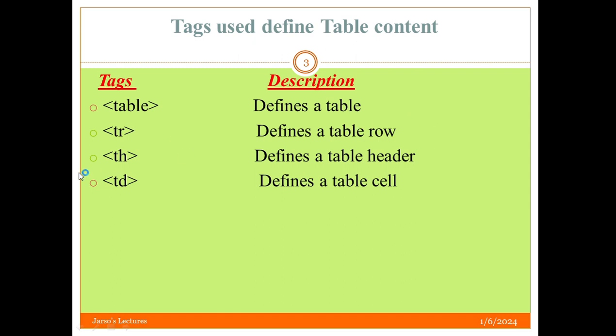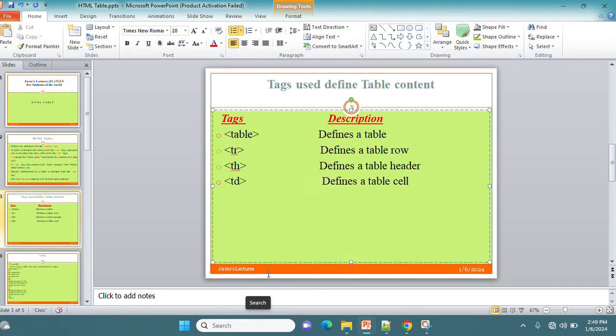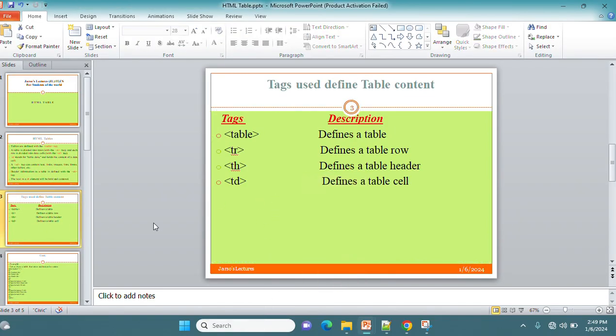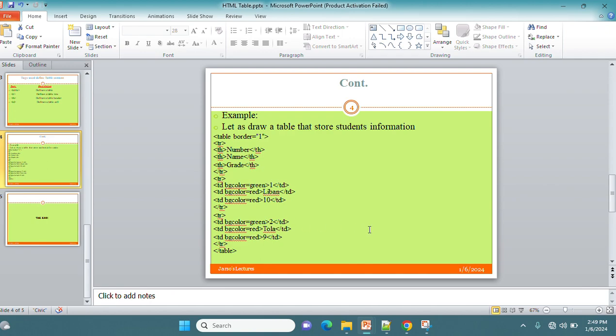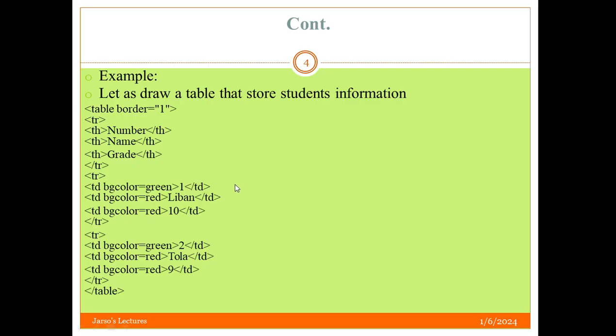Look, this table tag is used to define the table. Tr is to define the table row. Th is for column headers, and the td is for the data within the cell, to define the data within the cells. This one is also for the cell, but what cells? The column header cells. Let me see what we are talking about practically. Look here, this program is there.